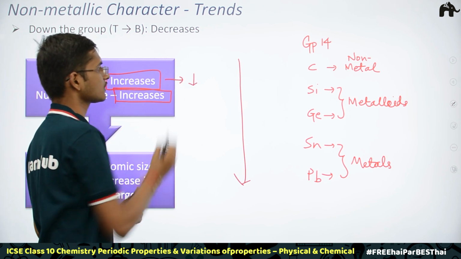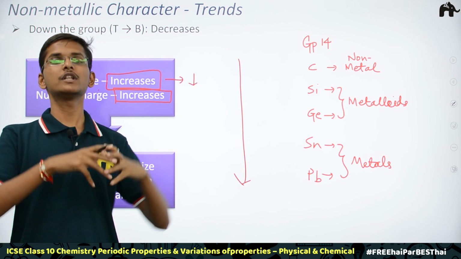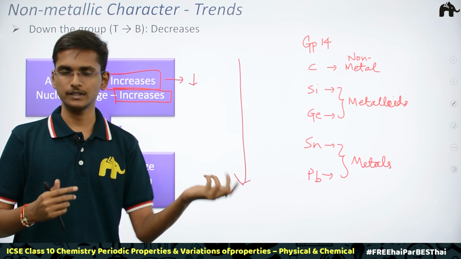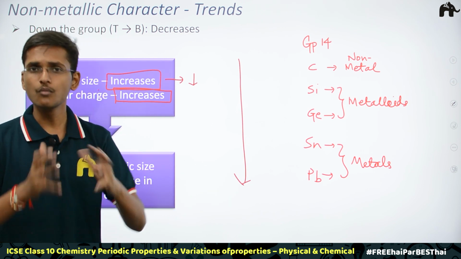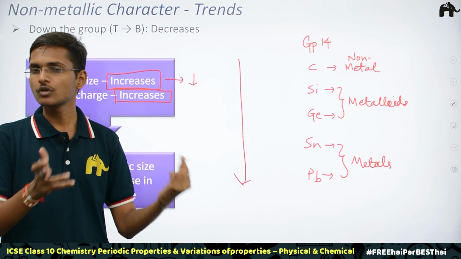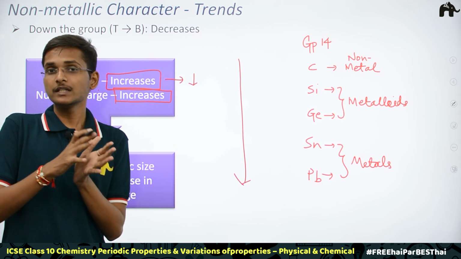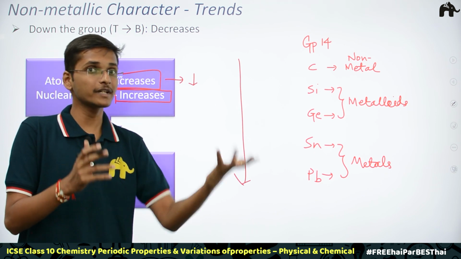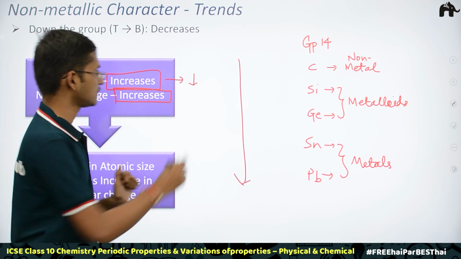That's it. Now, when nuclear charge increases, what happens? The nuclear influence on the outermost shell will be more, so it would be easy to gain the electron. Easy to gain the electron means more is the tendency. More is the tendency means more would be the non-metallic character. So in comparison to the previous case, now it is more. What is more? Non-metallic character would be more. So this means non-metallic character has increased, right?